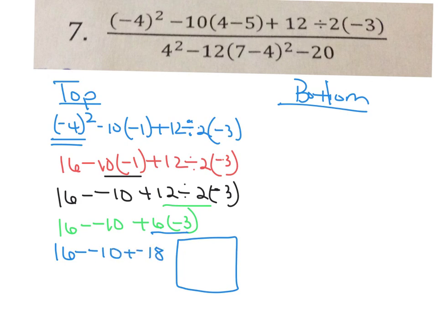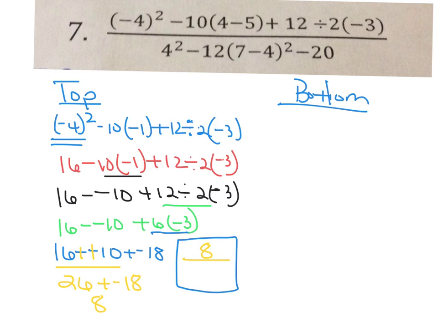Okay, I'm ready to do 16 minus negative 10, and again I have to add the opposite. 16 plus positive 10 is 26, plus negative 18. Different signs, I subtract, and I keep the bigger sign, so that's 8. So my top number is 8. Alright, I'm ready to start the bottom of the problem now.